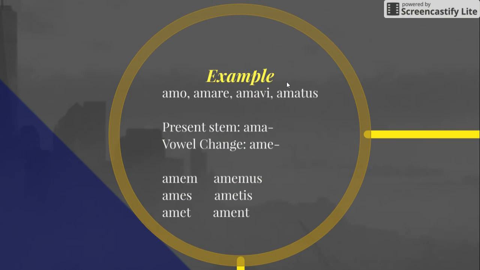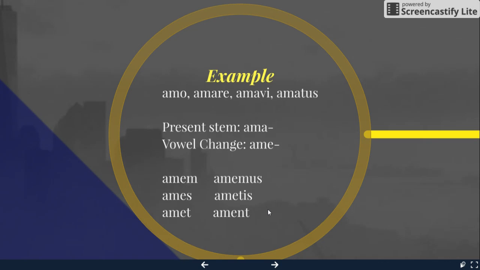So, here's an example with the verb amo, amare, amavi, amatus. We have our present stem, ama. We have our vowel change, which is ame, because amo is first conjugation, so "we." So we know that that's an E. And then we're just going to tack on our active person endings. So amem, ames, amet, amemus, ametis, ament.